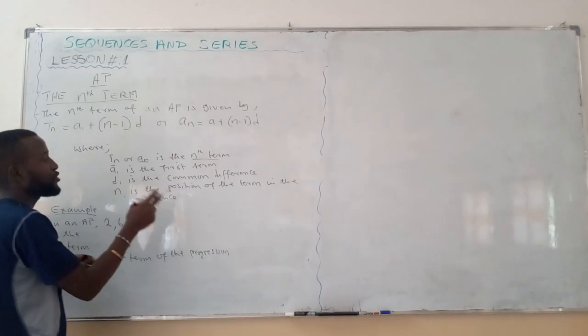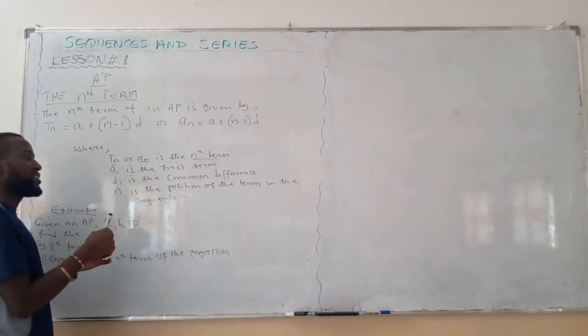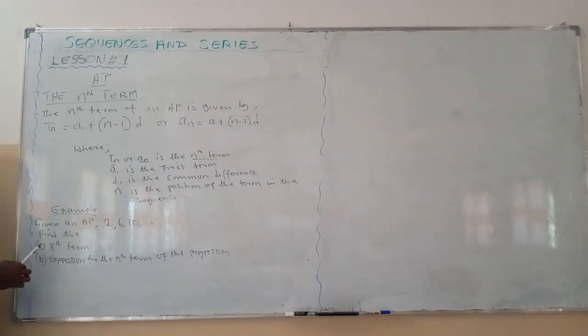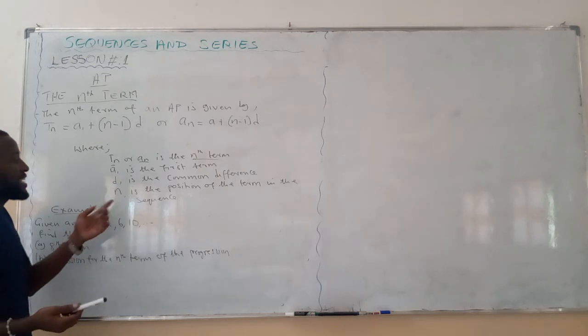N is the position of the term in the sequence. For example, if they say find the 80th term, N simply means it is the 80th term. It is the position of the term they are asking you for.